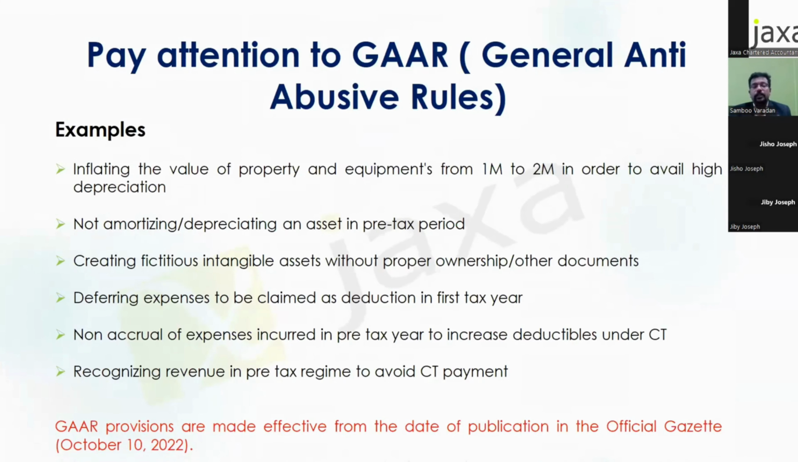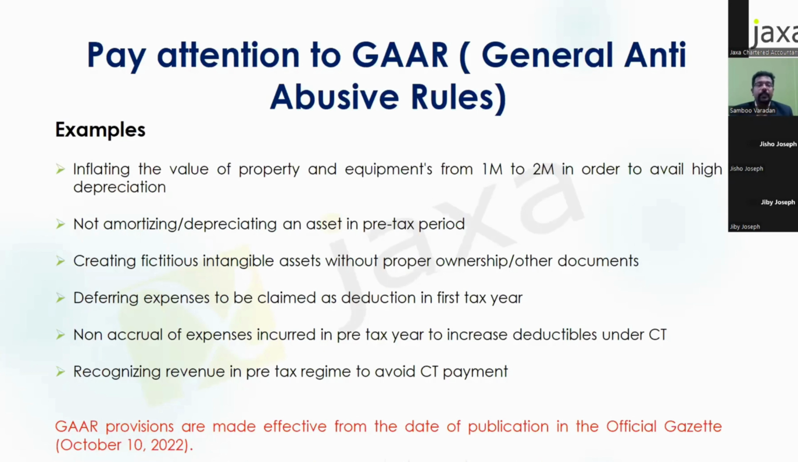So in the given example, if a company decides to revalue the properties and equipments in the books of accounts from 1 million to 2 million, and the idea is just to have more depreciation during the corporate tax era, this will be considered as anti-abuse. Now, if a company decided not to charge depreciation in the books of accounts in the current period and charge it when there is corporate tax, that will also be treated as tax abuse.